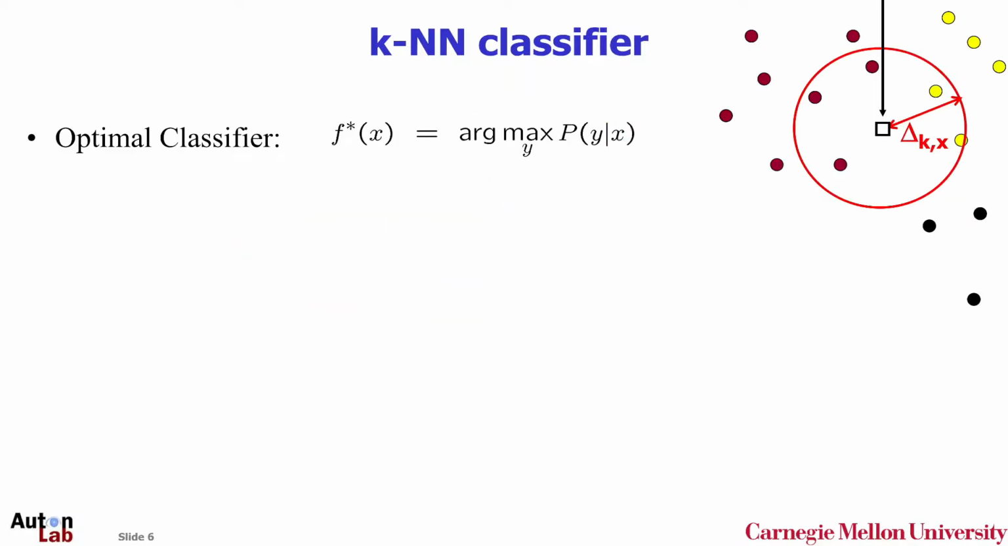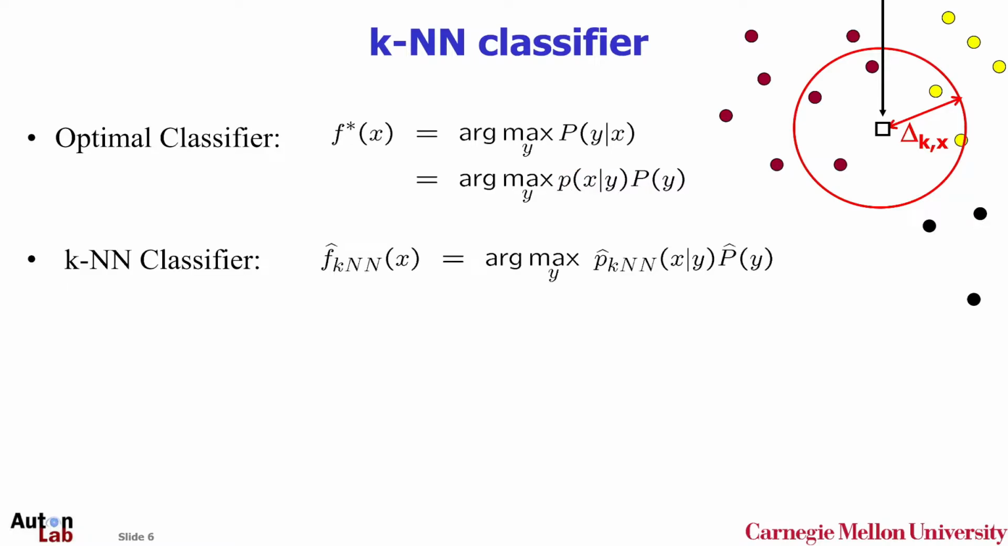If x denotes a test point and y denotes its possible class labels, then you already know that the optimal classifier, the optimal decision rule, is f star x, which is simply the argmax of the probability of y given x. That is, we need to select that class label that maximizes this conditional probability. Using the Bayes rule, we can rewrite this optimal decision rule as the argmax of density p x given y times the probability of y. Now, the cool thing is that we already discussed how to estimate densities with k-nearest neighbor density estimators, and we can use those ideas to estimate the density of x given y.